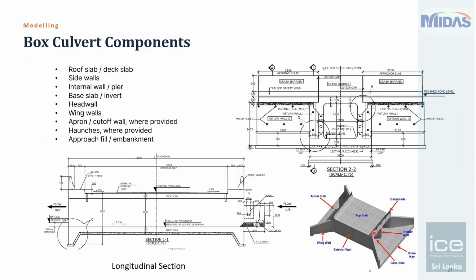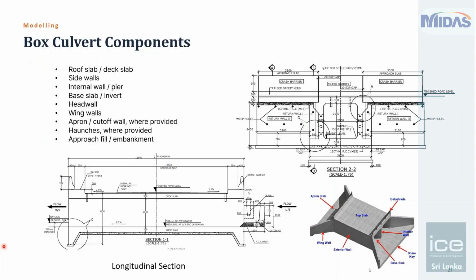Head walls: sometimes you extend the height of the end walls above, over which you support the balustrade, so it basically becomes a head wall. Wing walls are these ones. Then the apron or cutoff wall: for the extension of these wing walls, we provide the aprons. These are required for the hydraulic design. Apron slabs are provided upstream and downstream to control the flow at inlets and outlets. That is, a stable transition between culvert and watercourse is provided by these apron slabs.